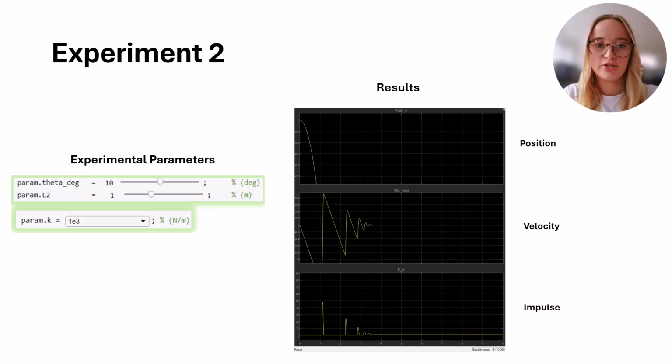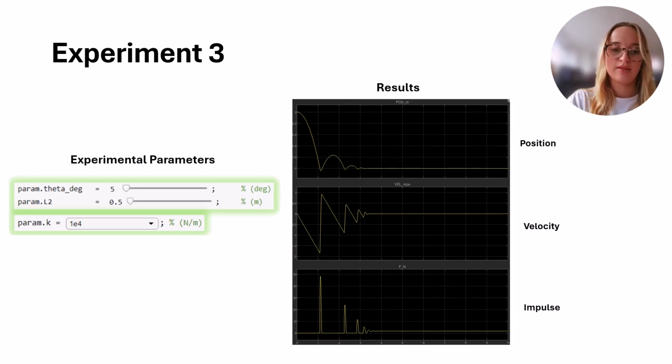For experiment 2, the spring stiffness has been decreased to 1 by 10 to the 3rd power. This has a major impact on the results when comparing to experiment 1, and you can tell that the block absorbed a lot of the impact force and shortened the duration of the simulation.